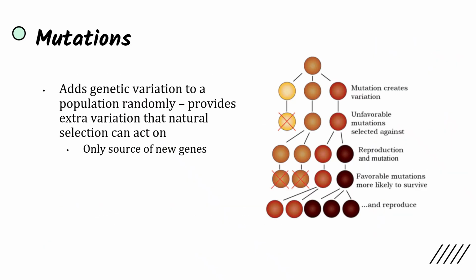Now we're going to discuss how evolution can occur without natural selection. Natural selection is certainly one of the ways that evolution can occur, but there are also random methods for evolution, such as mutations. Mutations add genetic variation to a population randomly, and they provide extra variation that natural selection can act on. And they're the only source of creating new genes.